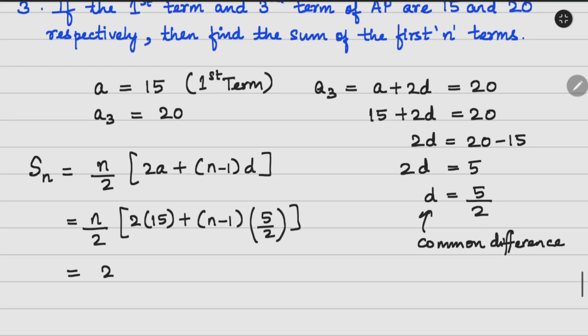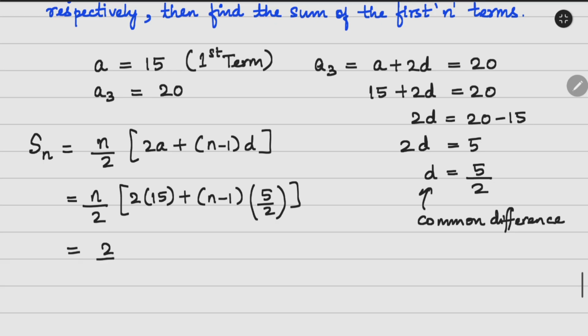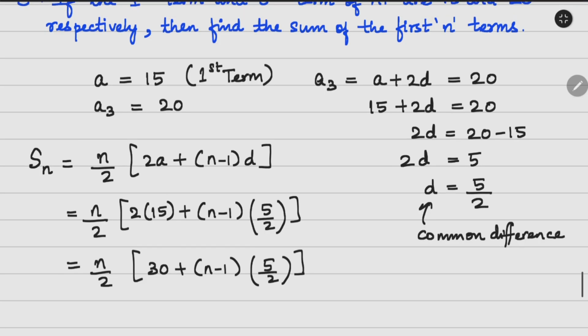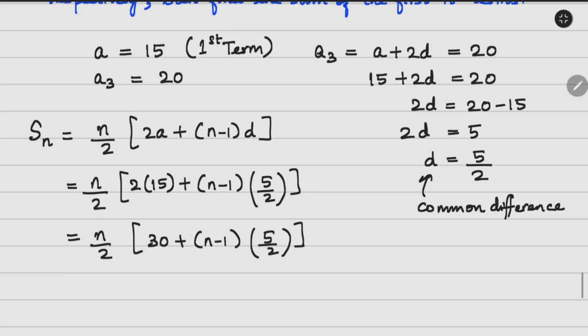So you can solve it as much as possible. So you have n by 2 multiplied by 30 plus n minus 1 into 5 by 2. You can either solve it further or leave it as it is. So Sn is in terms of n. There is no other unknown variable. It is only n. So this is the final answer.